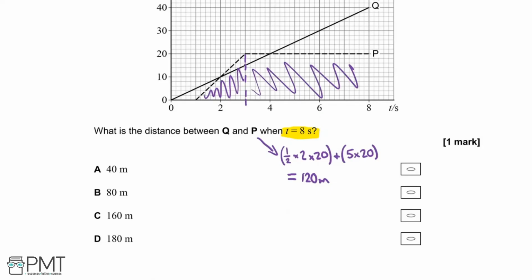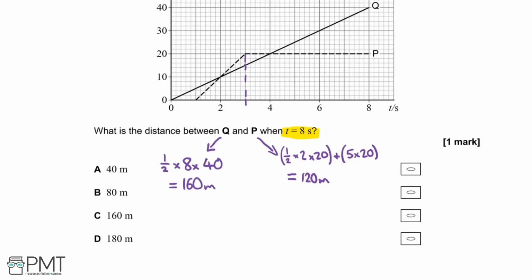So let's do the same for Q. So we end up with 160 meters for Q, because Q is just one big triangle, so it's a half times base times height, or half times 8 times 40. That gives us 160 meters. So let's find the difference between the two. So it's a difference of 40 meters, so the answer is going to be A.